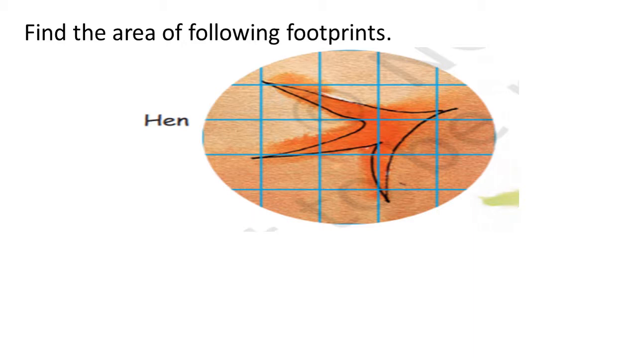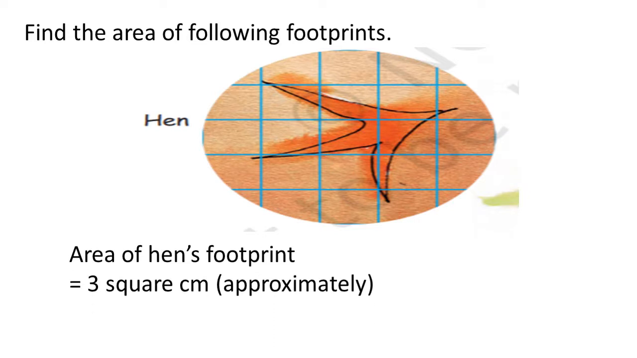footprint, and if you observe closely, you will find that some squares are more than half covered, and some squares are just 1 by 4th covered, and some squares are half covered. So calculating all these squares, we get the area like this. Area of hen's footprint is equal to 3 square centimeter, again in brackets approximately. It is not exact. Okay.